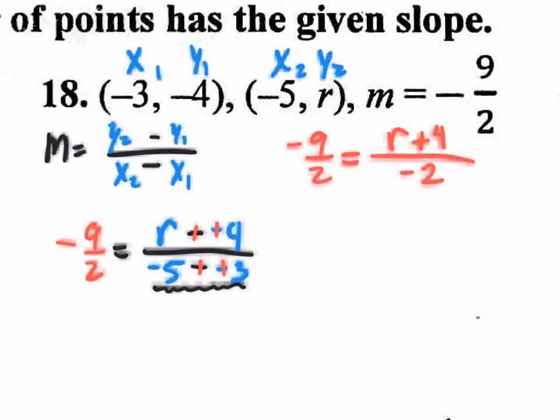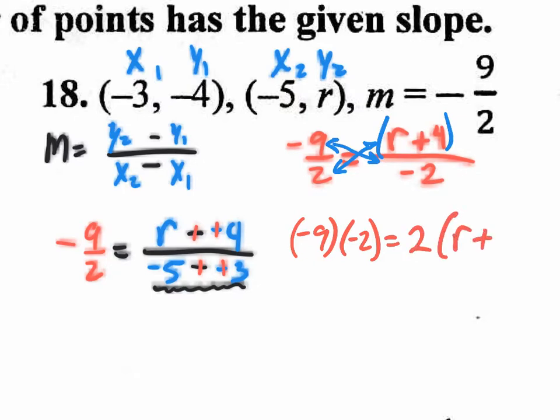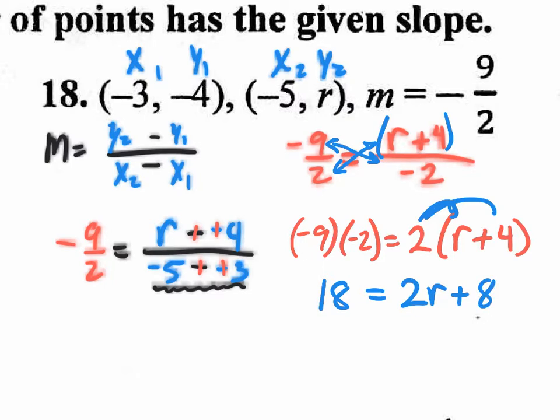We got rid of the other fraction on the other problem. How about on this one we actually cross multiply? Let's set it up. How do we cross multiply? It's going to be -9 times -2 equals 2 times (r + 4), but it's a binomial, so let me show that work here. -9 times -2 equals 2 times (r + 4). So I have a simple equation: 18 equals 2r + 8.